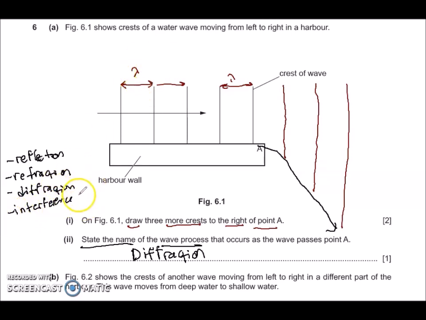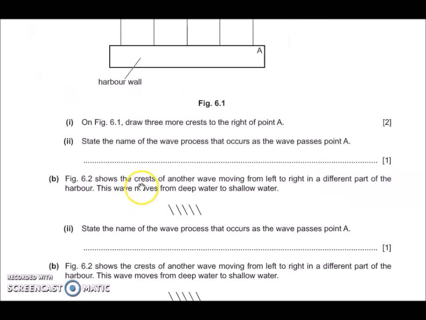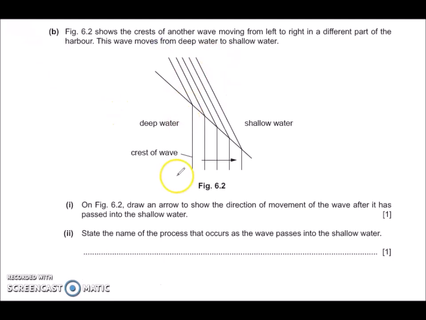Okay, so we have done A, 1 and 2. Now we continue with the next question, B. They're asking to draw an arrow, the direction of the movement of the wave. This is the direction which is perpendicular. You can draw the direction which is perpendicular like this. Make sure it's 90 degrees. This is the direction of the wave.